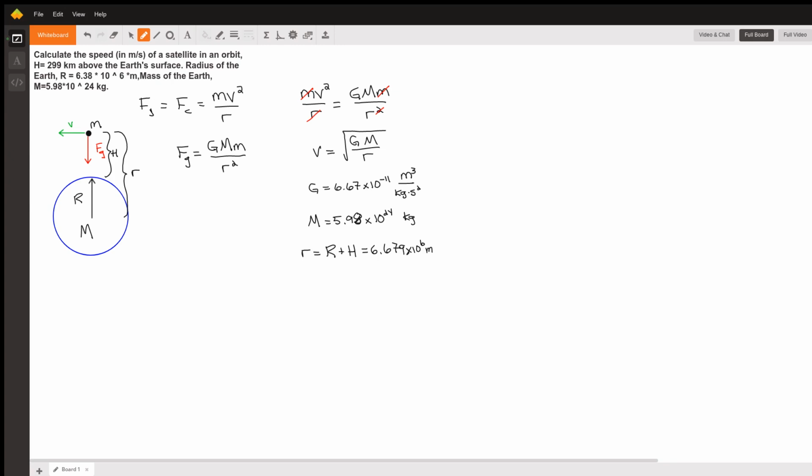And so if you plug all of these into the equation and solve now for v, you should get a final answer of v to be approximately 7,730 meters per second.